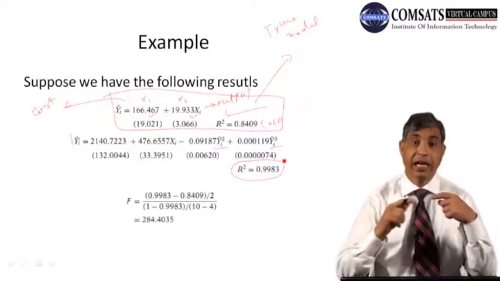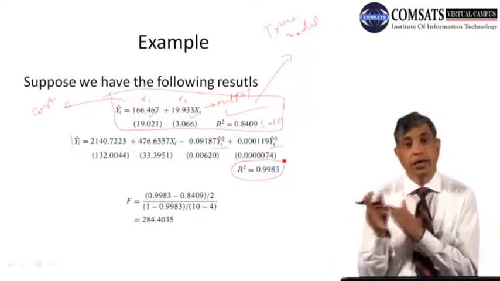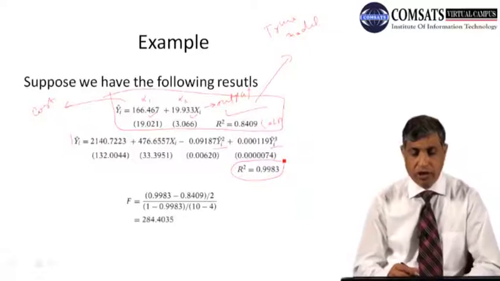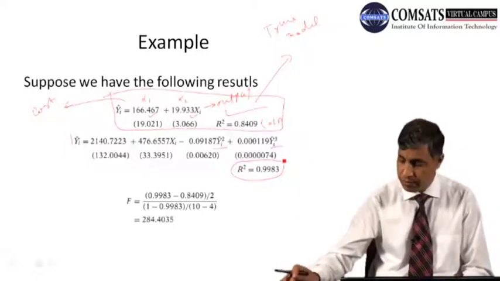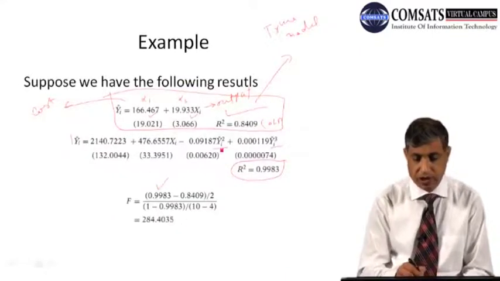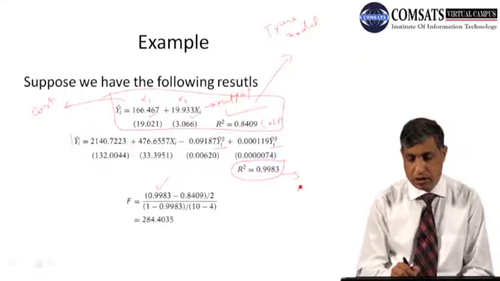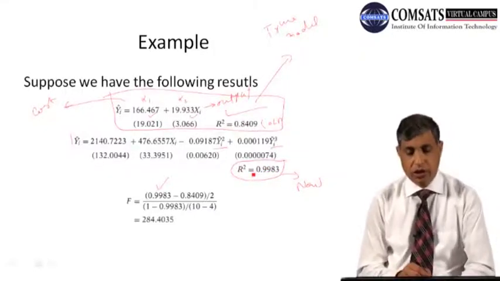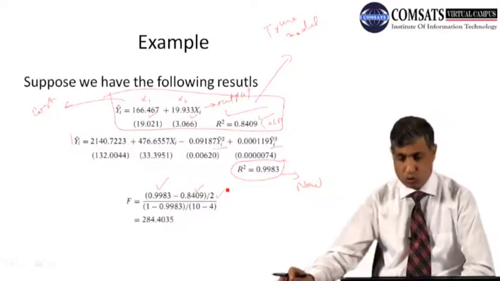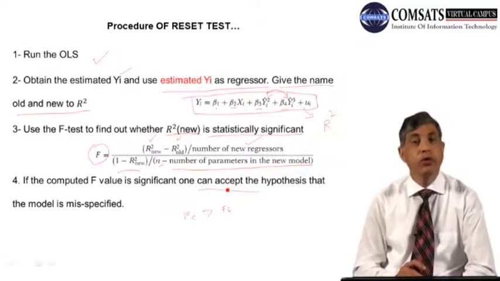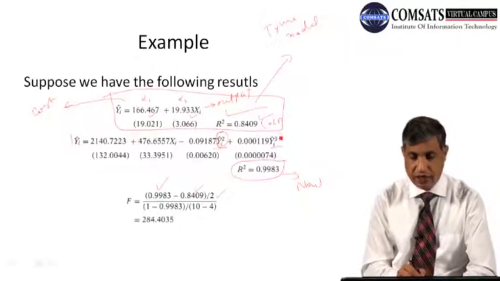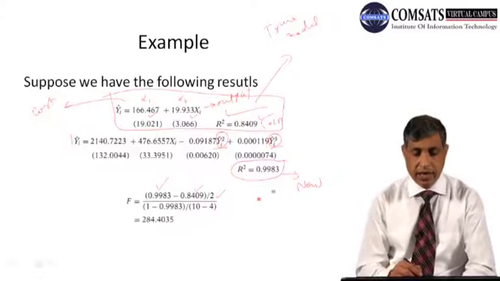If you remember, we said that while comparing two R squares, the number of independent variables in both models should be equal. So what is this? Is the new R square. Look at the formula. If you remember, R square new minus old. This is the new R square, this is the old R square, and this is 2. What is 2? You can immediately go back. It is the number of new regressors. You have just introduced yi hat square and yi hat cube.